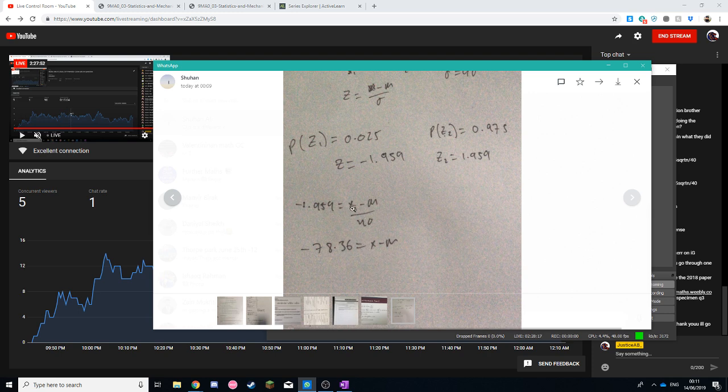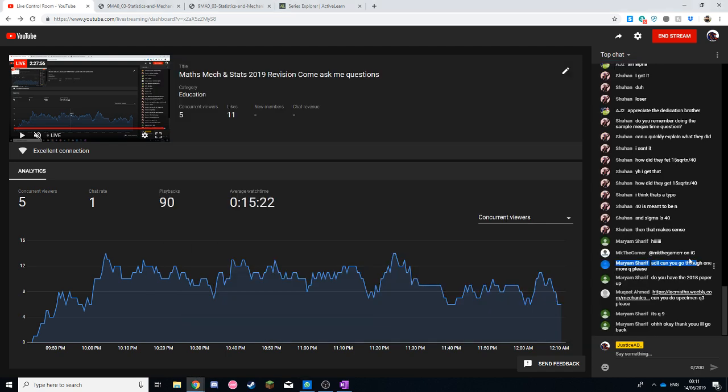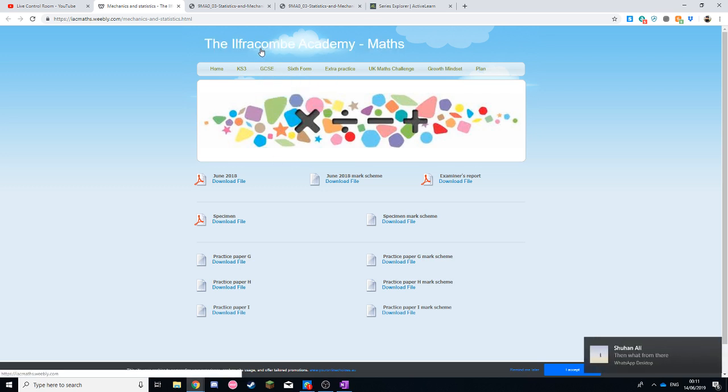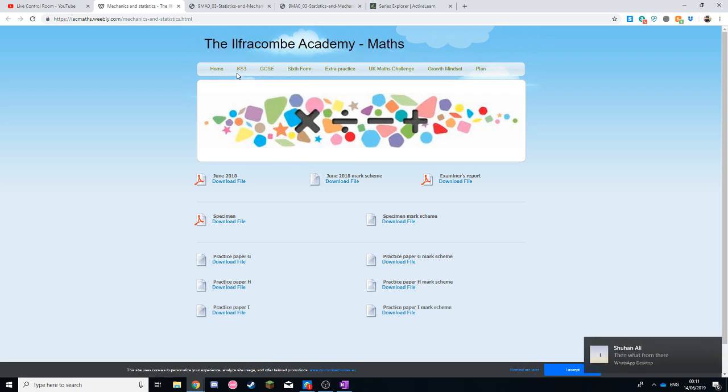One thing I would say though is, yeah, that's fine. Specimen paper question 3. Oh, this is your school, yeah? The Ilfracombe. Oh, it's probably not your school. Then what from there you can rearrange for square root n.